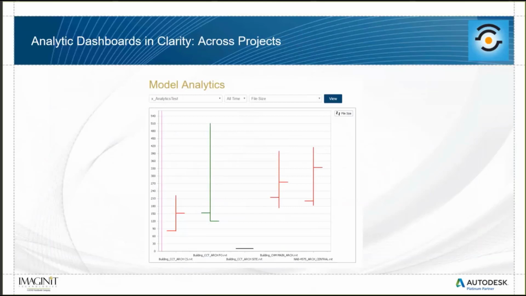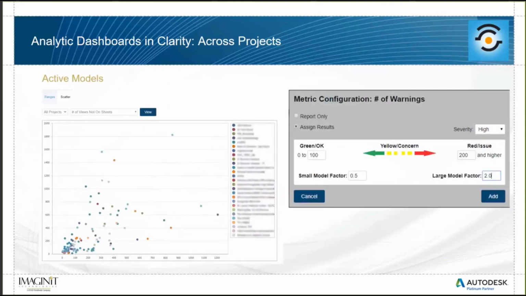We have the model analytics, so we can look at individual models across all projects or individual projects. A BIM manager has the ability to look at all their projects in a second and see where the problems are. We can create different types of graphs. We can set up warnings for each of the metrics that we look at, and you set what you want your corporate standards to be.